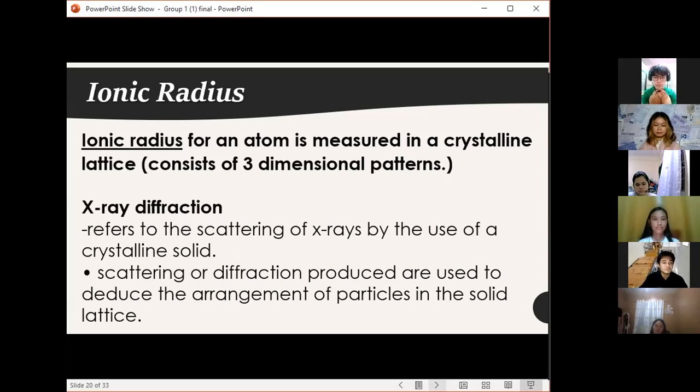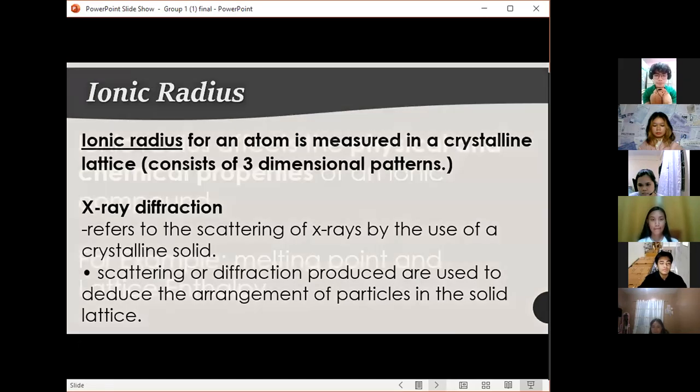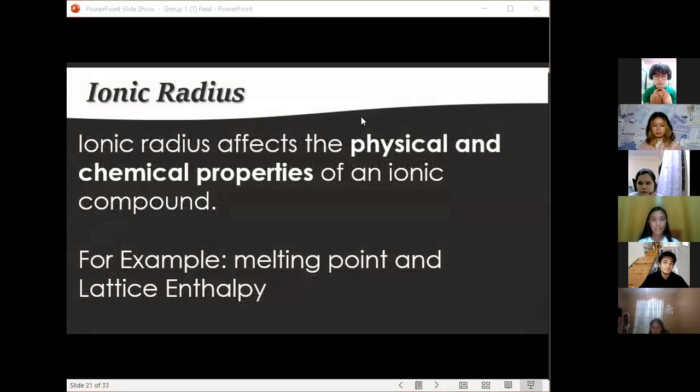X-ray diffraction is a technique or a method that is used for characterizing crystalline materials. Diffraction is also defined as the use to measure the difference or the distance between the atoms. To add, ionic radius affects the physical and chemical properties of an ionic compound, for example, the melting point and the lattice enthalpy.